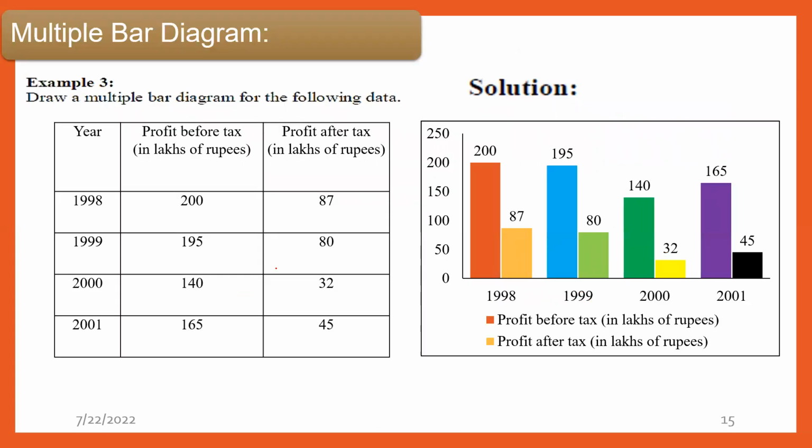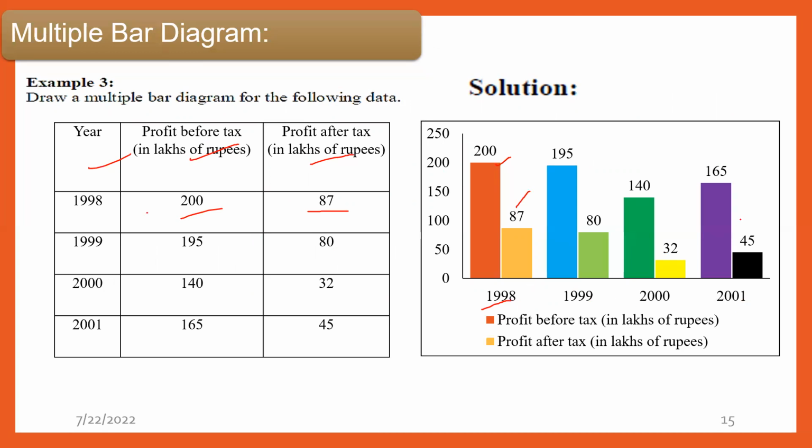Now this is the point. See, year is given, profit before tax is given, profit after tax is given. For each year we have to create two bars. So this is known as the adjacent bar, or multiple bar diagram. For each year we are getting two bars, profit before tax and profit after tax.